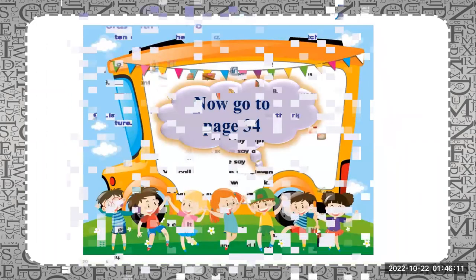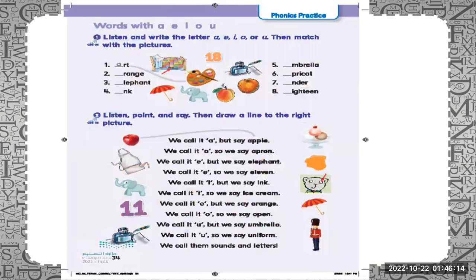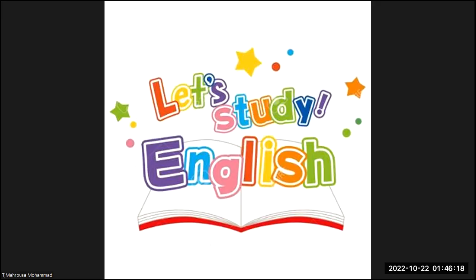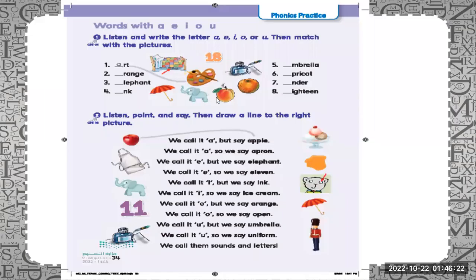Now, my dear, don't forget to open your book, page number 34. In every lesson, my dear, there is a phonics section in the last part of the book. Here on page number 34, the vowels. So try to review the sounds of vowels. We have 5 vowels, A, E, I, O, U. Each one has 2 sounds, long and short.